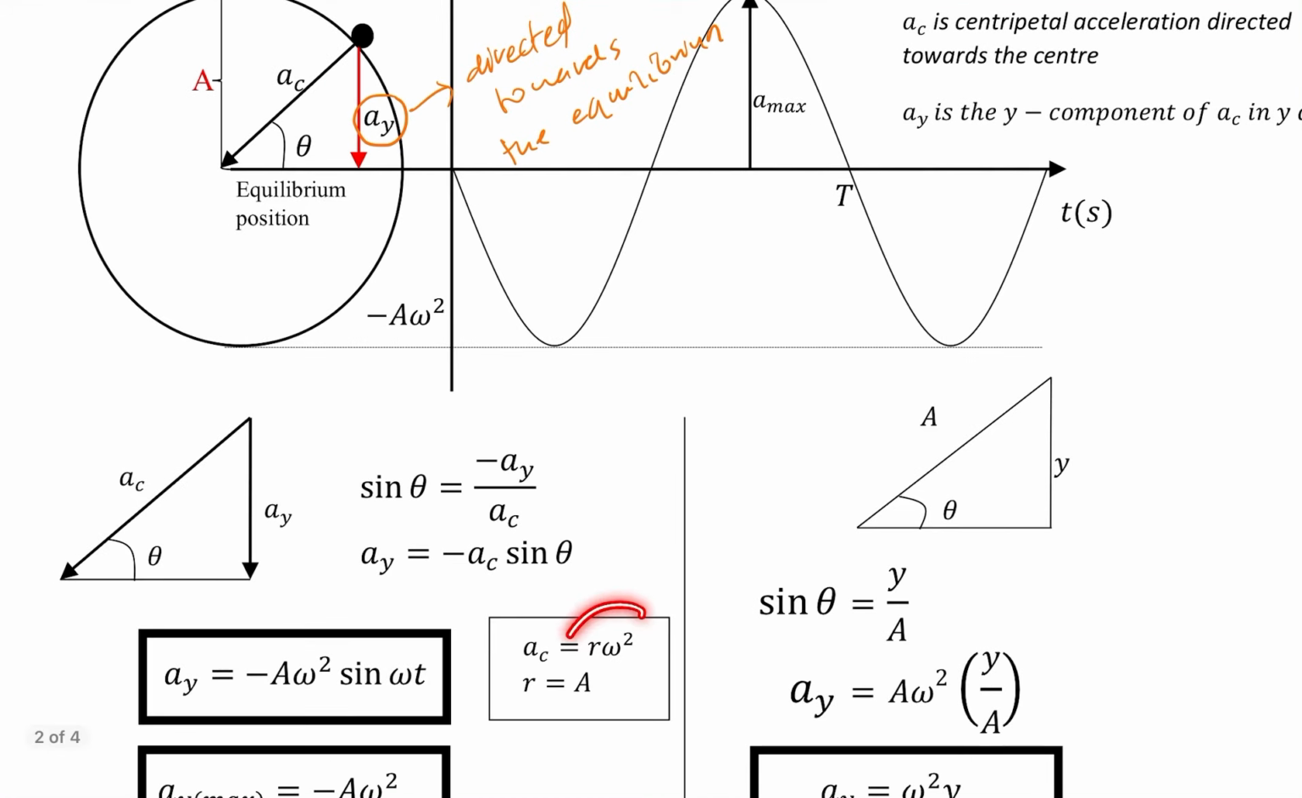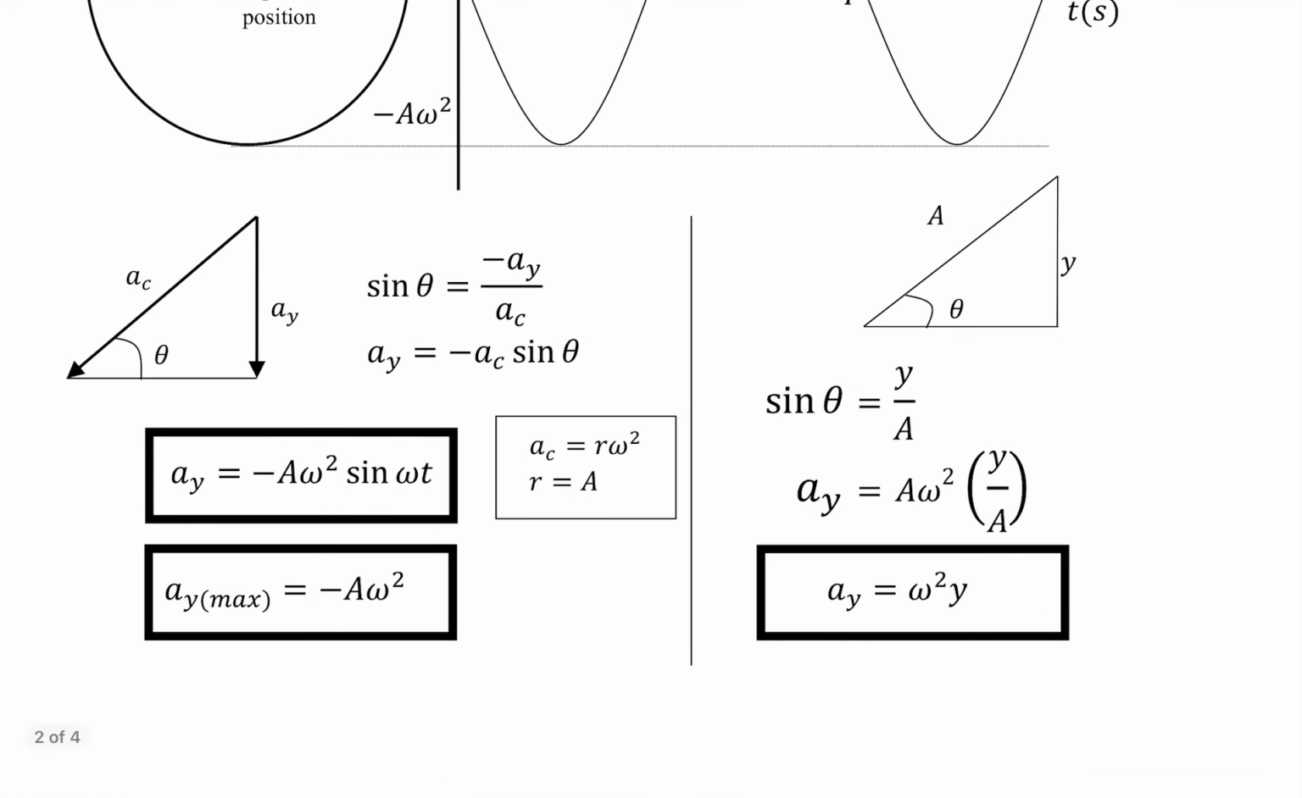And we have AC equals R omega square. This you have to remember from circular motion, what we already learned. Later you look back at the derivation. So because R equals A, we get AC equals A omega square. So we just substitute AC there. So we get this equation: AY equals negative A omega square sin omega t. The same thing as before. When maximum, this term at the back here will equal 1, so sin omega t equals 1. Therefore, for maximum acceleration, AY max is negative A omega square.